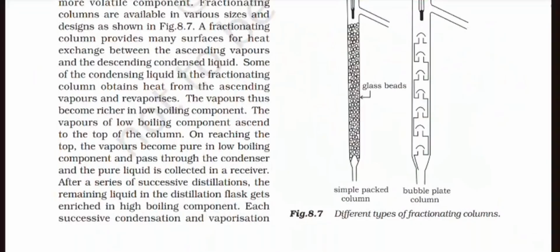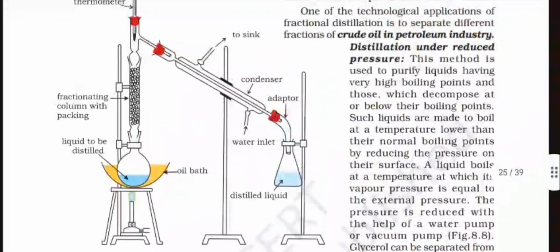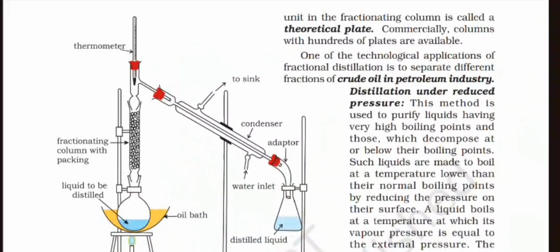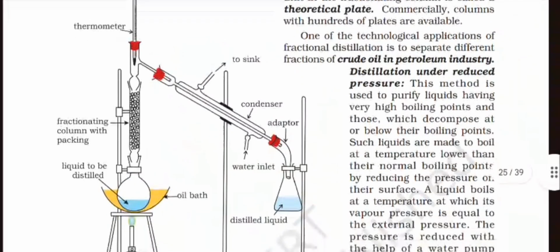Each successive condensation and vaporization in the fractionating column is called a theoretical plate. Commercially, columns with hundreds of plates are available. One of the technological applications of fractional distillation is to separate different fractions of crude oil in the petroleum industry.